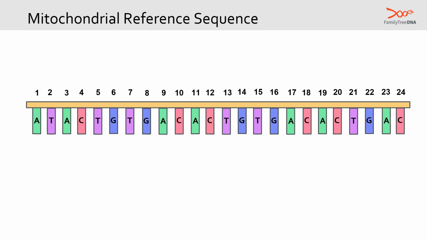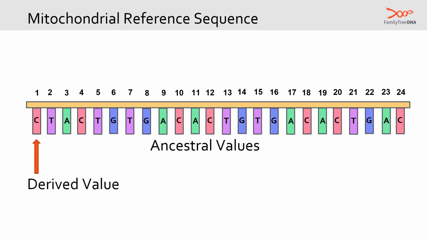Now, this sequence, when it was first created by a group of scientists at Cambridge University, each one of these locations was assigned a value, which we call an ancestral value. So it was standardized, for example, that at location 1, there was the nucleotide A. At location 2, there was the nucleotide T, etc. If a mutation occurred and we saw something that differed from our reference sequence, such as an A turning into a C, then we called this a derived value.